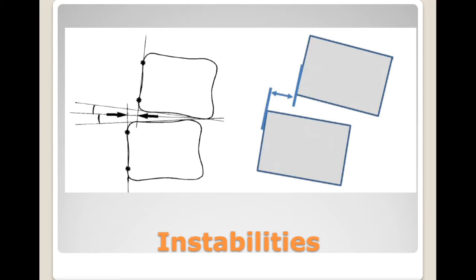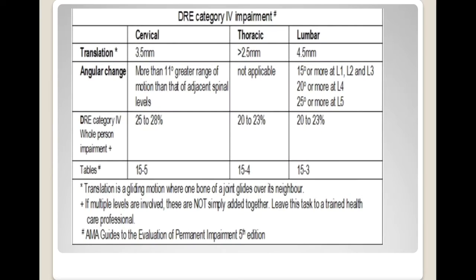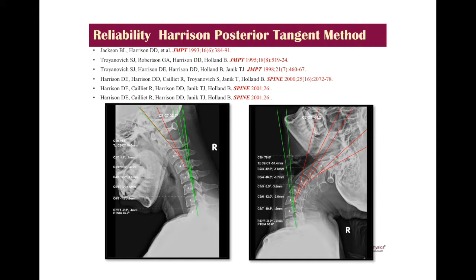Basically, there's different ways to measure instabilities. One could be if a joint flexes forward or backward beyond normal motion. The other one would be if it slides or translates forward or backward. I'm going to show you a couple of those and how we check for those on an x-ray. And this is what I was talking about as far as the flexion extension x-ray.